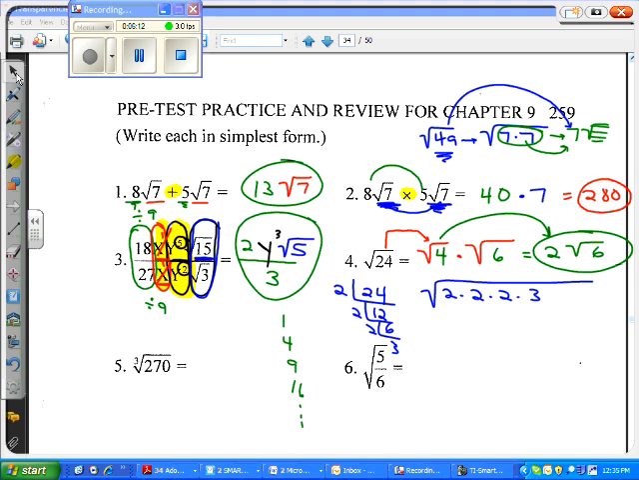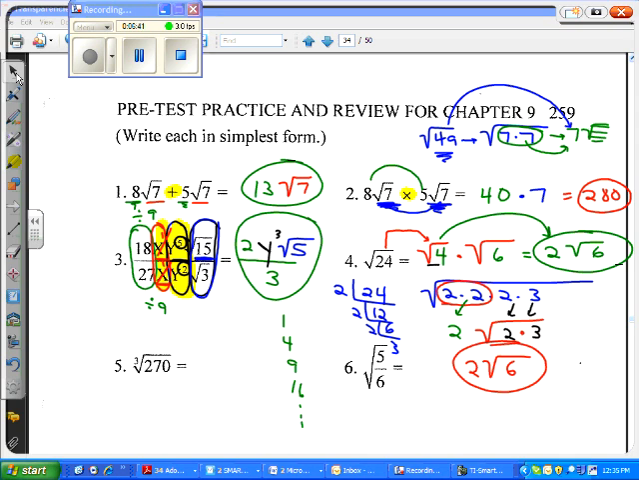And then we said if you have square root, you circle sets of 2, cube root sets of 3, etc. We're going to make a new radical. From each set, we'll bring 1 from the set out. What did not get circled, we'll put back in. We'll multiply anything on the outside together. We'll multiply anything on the inside together and simplify.